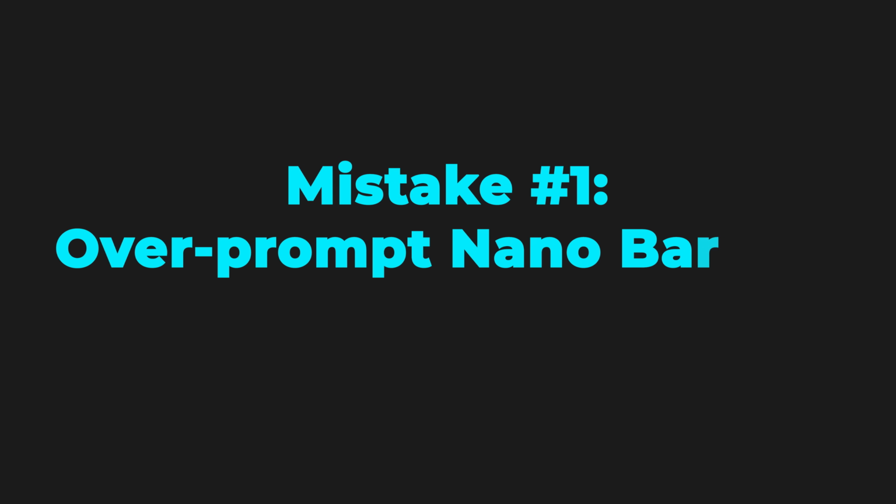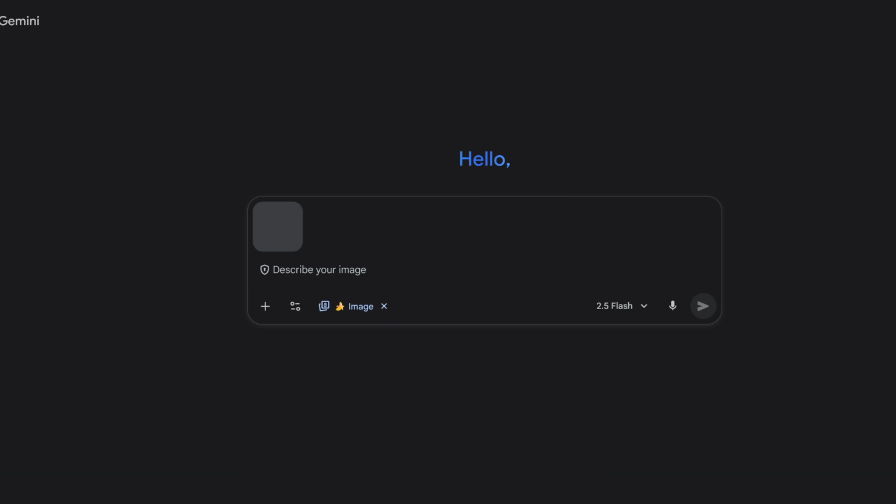Now, common mistakes to avoid. First, don't overprompt Nano Banana. Keep your descriptions clear and concise. If you write a paragraph of instructions, the model gets confused and the output gets muddy. Stick to 1-2 sentences max.